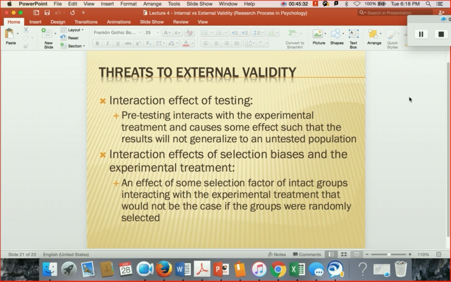We also may see interaction effects because of self-selection bias and the experimental treatment. Again, going back to the issue that we just mentioned of self-selection bias, participants self-select themselves to come in and participate in the study because they have a vested interest in the study itself, because they like it, or because their friend is doing it, or whatever the case may be. So here, if we would have randomly selected these individuals, we might have eliminated this potential effect of selection bias. But unfortunately, we may see it manifest itself not only in terms of internal, but also external validity.